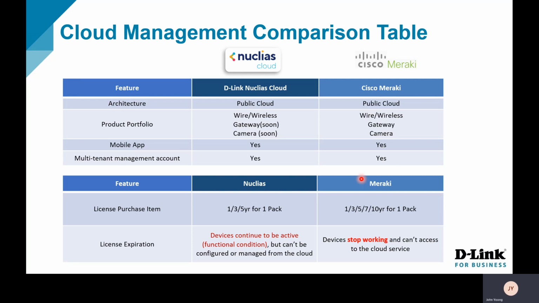So comparing them, both are public clouds. They come with the AP and the switch. Our gateway and camera will be coming this year or maybe in the next few years. Then, of course, we have the mobile apps. We have multi-tenancy for local admins just to manage their own devices. As for the license, we have 1 year, 3 years, and 5 years.